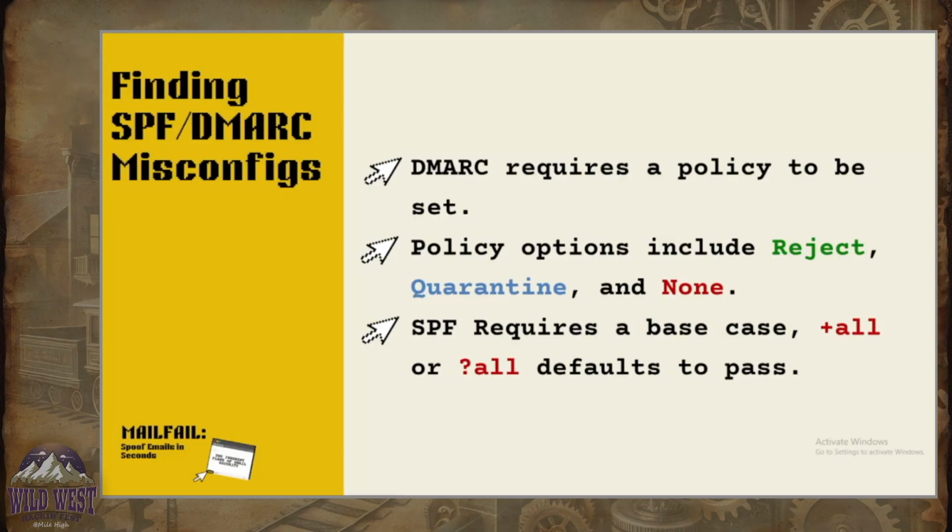SPF, on the other hand, designates certain IP addresses to send email, like we just bypassed previously. If there is a plus all or a question mark all, that defaults to pass. Question mark all technically defaults to no action or no information, but both of those essentially pass. If your IP address isn't in the list, there's a base case. You could think of it like a firewall rule, where you build all your rules and at the bottom it's like block everything else. A tilde all will be block, but a plus all will say allow everything else.